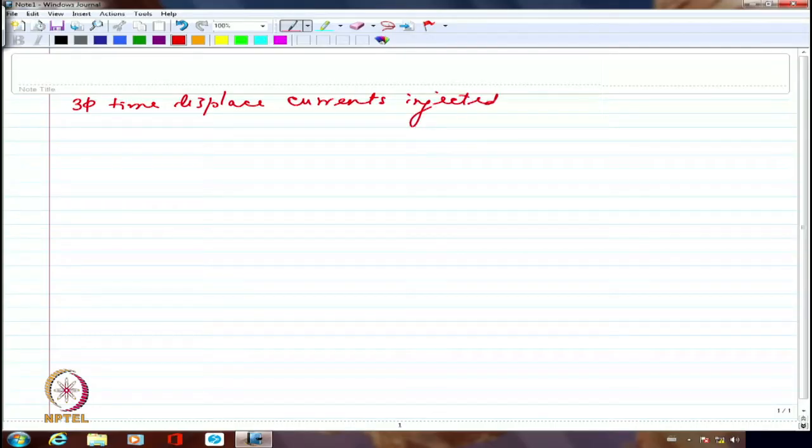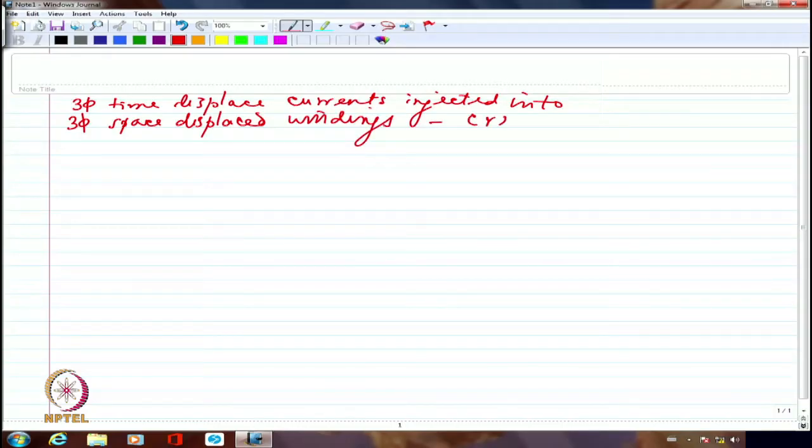Displaced currents into three-phase space displaced winding, it is going to create a revolving magnetic field. So we said basically three-phase time displaced current injected into three-phase space displaced windings, right? This creates a revolving magnetic field.